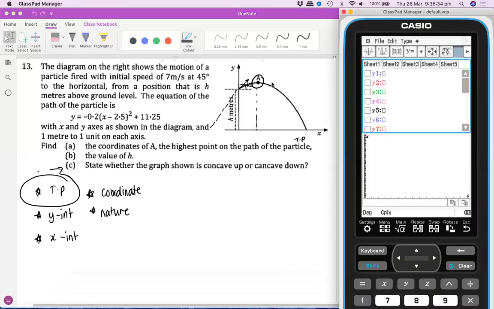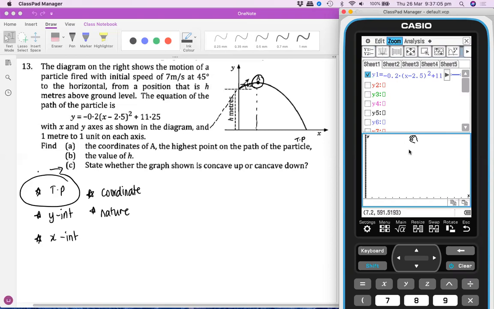So have your Classpad out. You don't have to type in y because y is already here. I just want you to type in this part of your equation. So negative 0.2, x take 2.5 squared plus 11.25. I'm going to press execute, or your blue button on your calculator, and graph it. Press this top button here to graph it on the bottom. If you don't end up seeing it and it looks like it doesn't exist, it does exist. It's somewhere there. Just go zoom auto, and there we go. You can see it pop up right there. I'm going to drag it up a little bit so you can see essentially what we're dealing with.